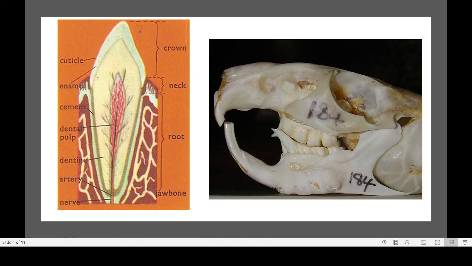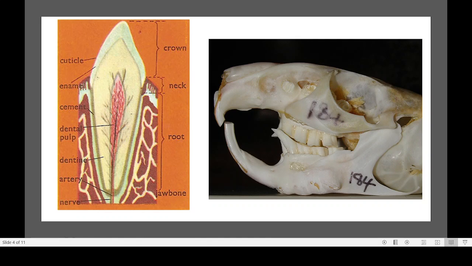The teeth have two portions. One is the upper exposed portion, which we call the crown. Then a certain portion of the teeth is below the gum, and that is known by the name root. At the junction between the crown and the root, there is a small portion known by the name neck. So these are the different parts of the teeth.